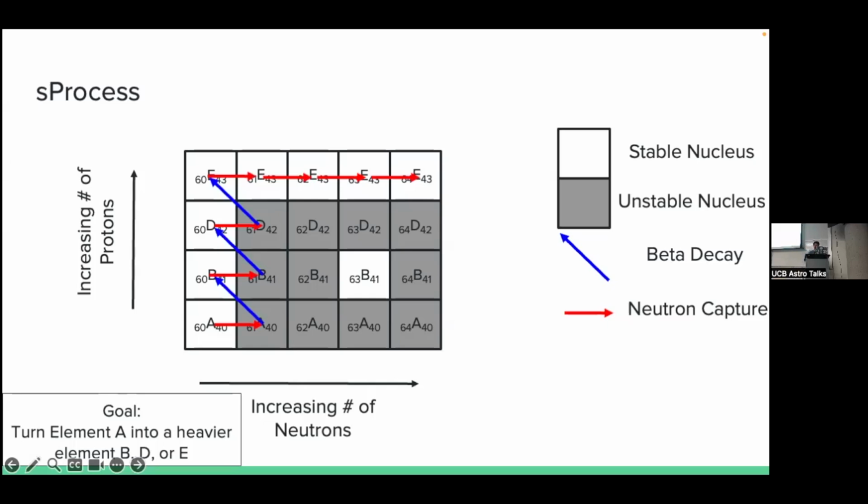Other option, R process. We unleash our fire hose of neutrons upon this poor unsuspecting element A. We inundate it with neutrons. Perhaps we've only added these 4 neutrons, and then our fire hose stops, and it beta decays down to that stable element. So you can get some kind of funkier isotopes with the R process.